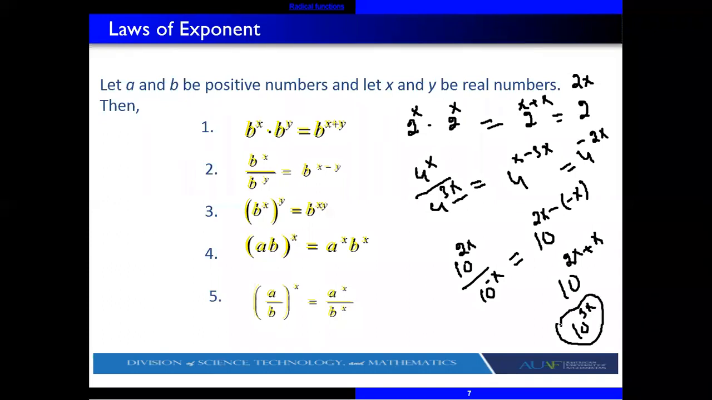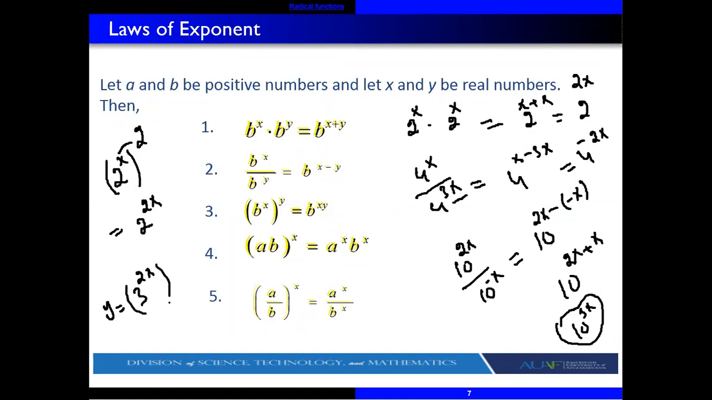Correct? Okay, next one is the power to power formula. What is power to power? For example, if we have 2 power x and then we have whole square. So power to power means power multiply with power. 2 and x multiply with 2 equal to what? 2x. Or for example, if we have y is equal to 3 power 2x and the whole power is, let's suppose 2x. So how can you simplify?